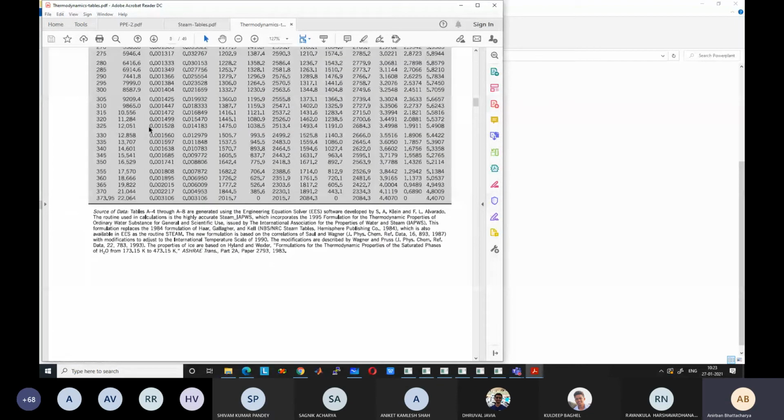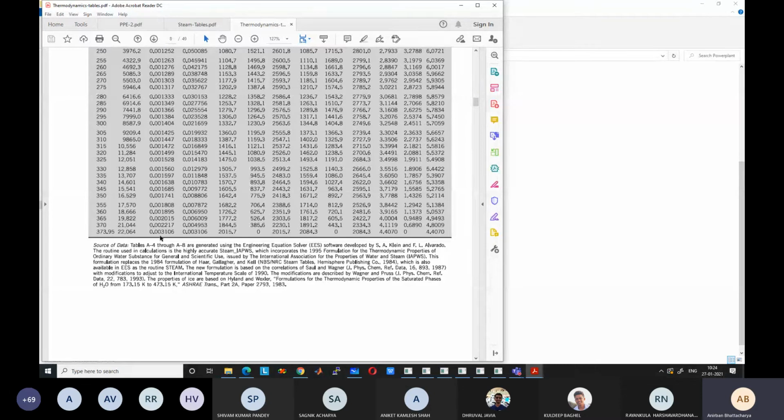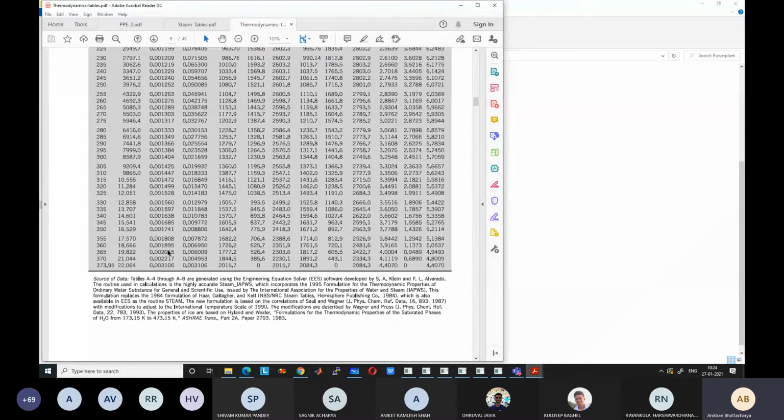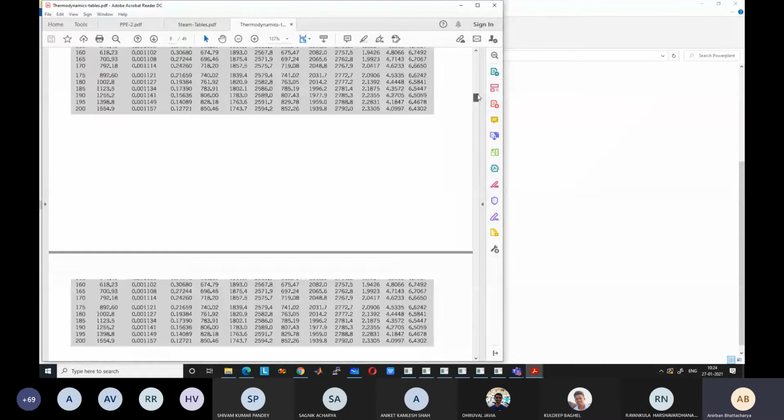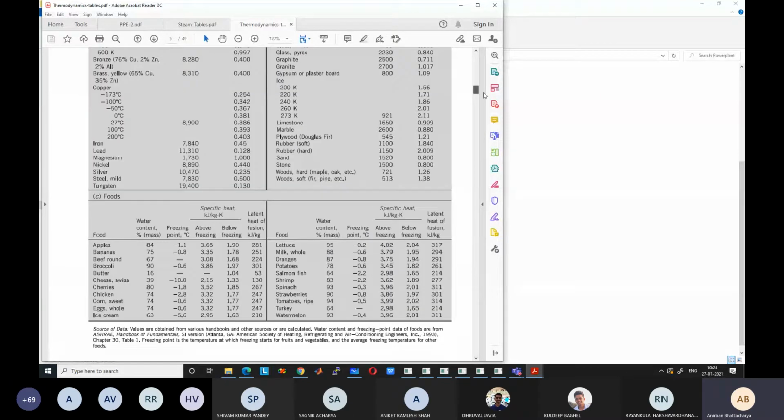So according to this data, the critical point is 373.95. At this point, the saturated liquid has a specific volume of 0.003106. And the second column shows the saturated vapor values, the saturated vapor specific volumes.